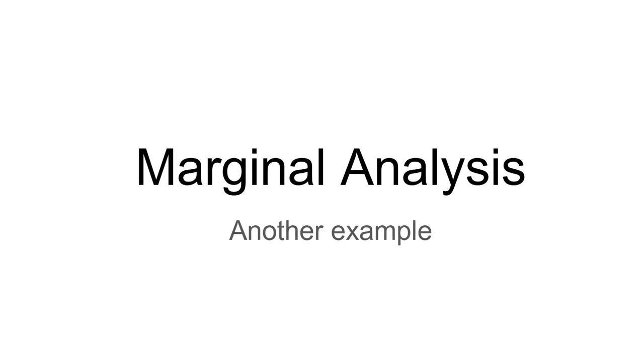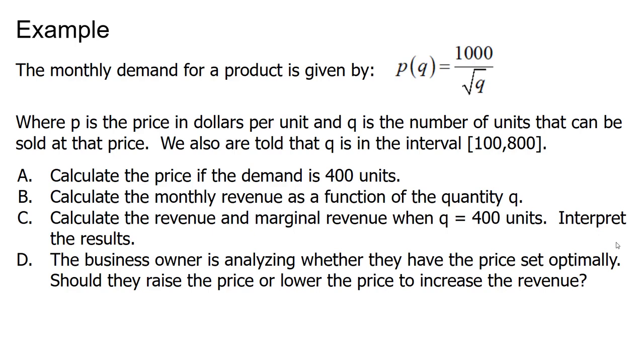In this video, we're going to be looking at another example of marginal analysis. Our example is that we are told that the monthly demand for a product is given by the function P of Q equals 1,000 divided by the square root of Q, where P is the price in dollars per unit and Q is the number of units that can be sold at that price. We're also told that Q is in the interval between 100 and 800. So that means that our demand is somewhere between 100 units and 800 units.